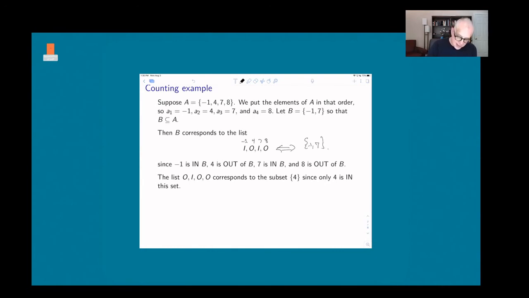On the other hand, if I go out, in, out, out, that corresponds to the subset. Well, I don't want minus 1, but I do want 4, but I don't want 7, and I don't want 8. So out, in, out, out corresponds to the subset 4.